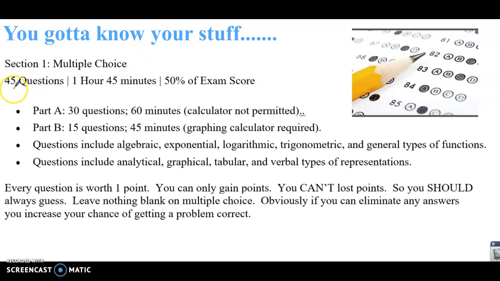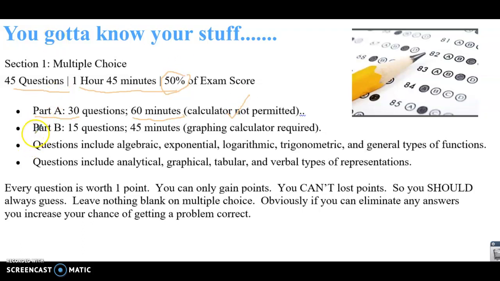In section 1, there are 45 total questions, the total amount of time is 1 hour 45 minutes, and that counts for 50% of the exam. Those 45 questions are broken up into 2 parts. First is part A with 30 questions. You get 60 minutes, so on average that's about 2 minutes a question. That doesn't mean you'll need 2 minutes for every question, and on some you'll need more than 2 minutes. On this section, a calculator is not permitted, so that's your no calculator section.